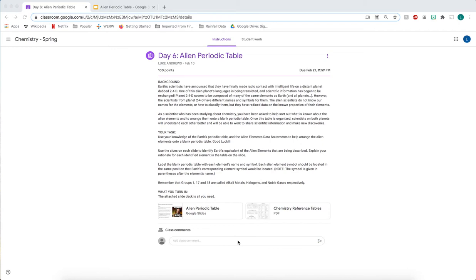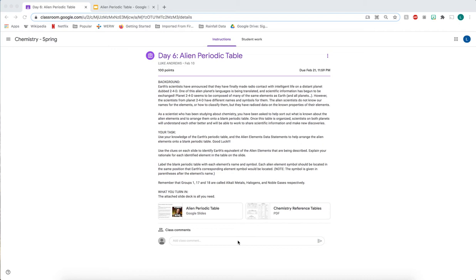The idea is that an alien civilization is contacting ours, and for us to exchange information, we need to translate each other's languages so that we know we're both talking about the same elements. The nice thing is that elements are going to behave the same everywhere they are in the universe. An element is an element is an element. They're not changing from one alien planet to another.